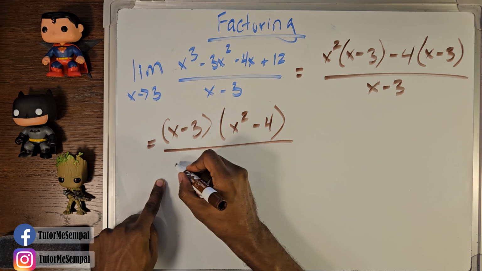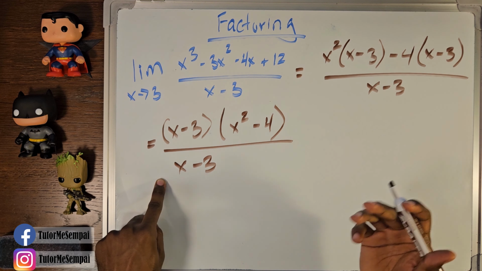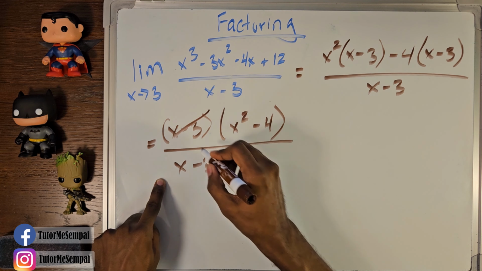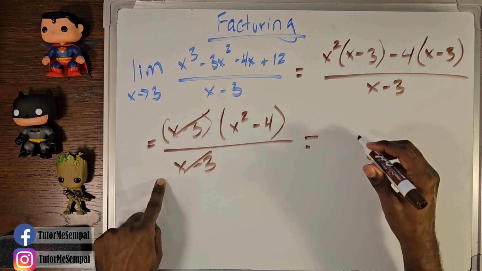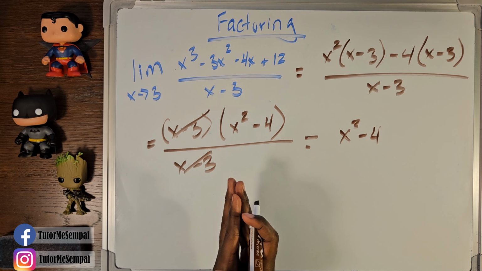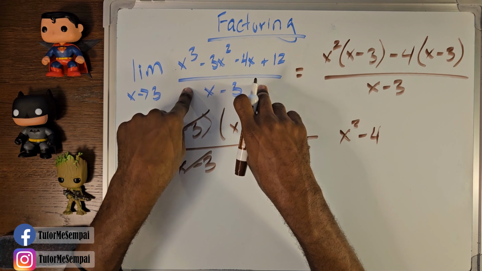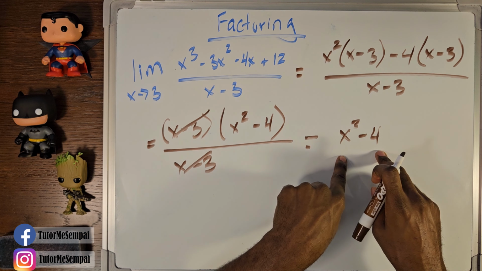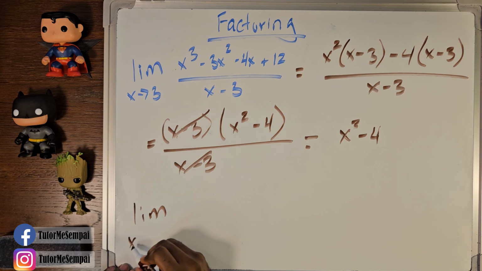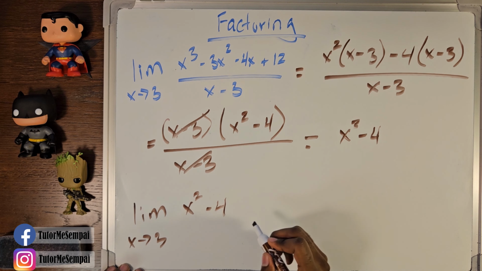And of course, just write your x minus 3 on the bottom. Next, we're going to do what? Well, let's cross out what's in common from top and bottom. X minus 3 is both places, so we're just left with an x squared minus 4, which means that our simplification, our factoring of this function here results in an x squared minus 4. We can rewrite this limit now as the limit as x goes to 3 of x squared minus 4.